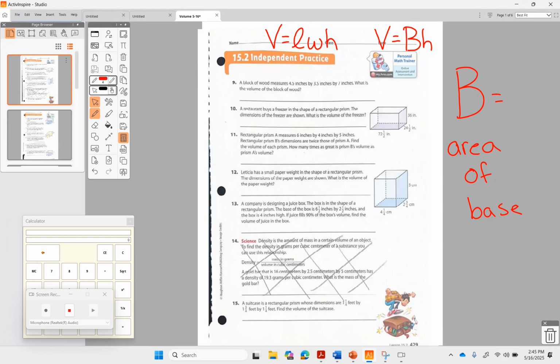So I'm going to look at problem 9. A block of wood measures 4.5 inches by 3.5 inches by 7 inches. So I'm going to say that I have a block of wood that's about 4.5 inches long, and then it goes back like that. It's about 3.5 inches wide and 7 inches tall. So I got to draw that. Okay, and then I'm going to draw these lines back here.